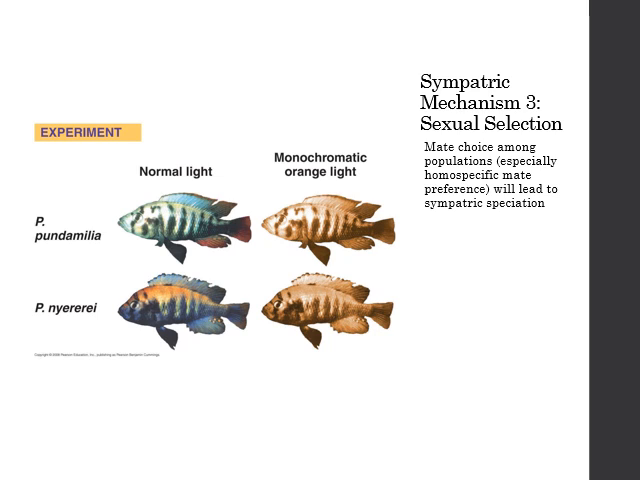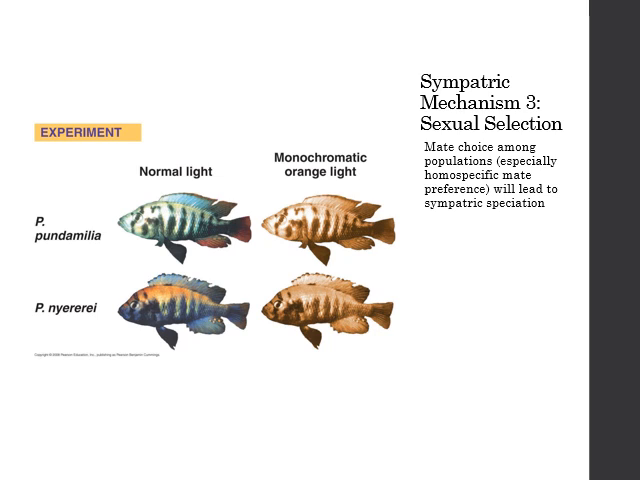In cichlids, mate choice leads to sympatric speciation. The experiments they ran, where you had two species of cichlid, and you put them in a tank, and the females will always choose. So the P. pundamilia females will always choose the lighter colored males, and the P. nyererei females will always choose the brightly colored males. Every time. No issue. They successfully will choose them. It is all about female mate choice.